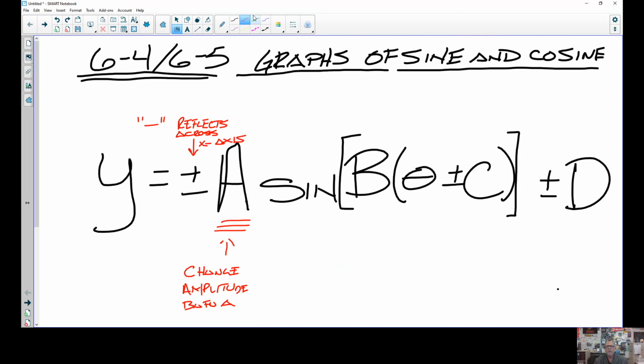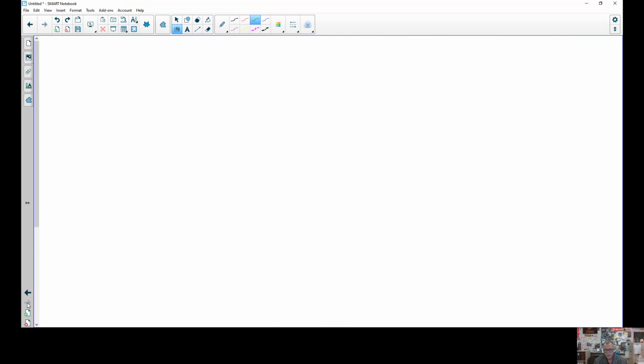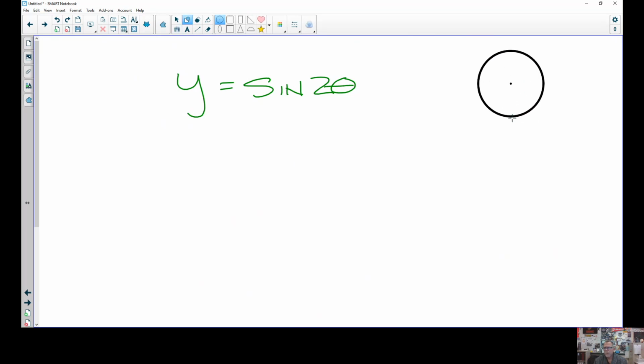All right, let's go to the next one. This B value. If we want to look at the B value, let's look at what happens with that. Let's go to another page. That would be something like this. Y equals, let's do sine of 2 theta. And again, I'm always going to go back to this thing.